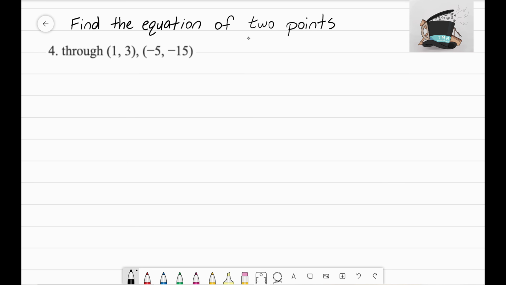I'd like to talk about finding the equation of a line through 2 points. So I want to look at this problem number 4 that says we want to find the equation of a line that goes through the points (1, 3) and (-5, -15).